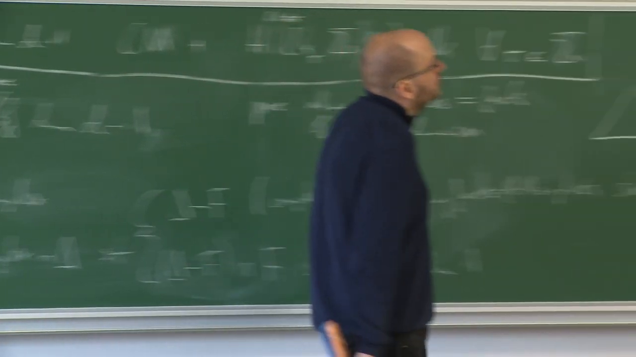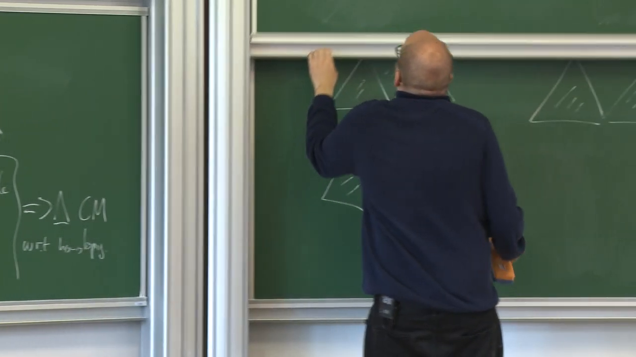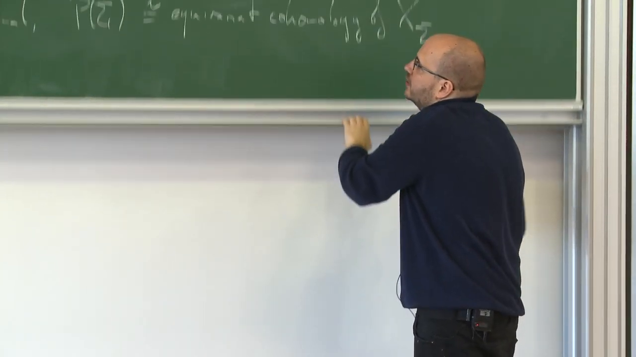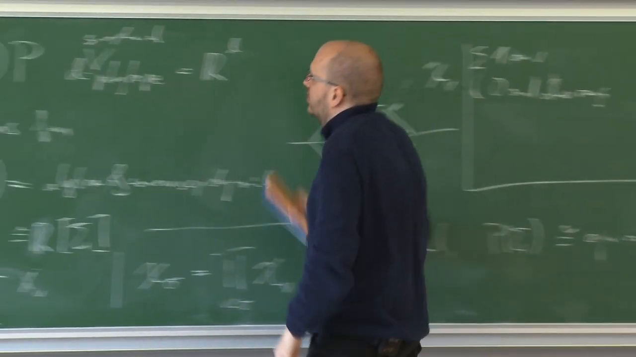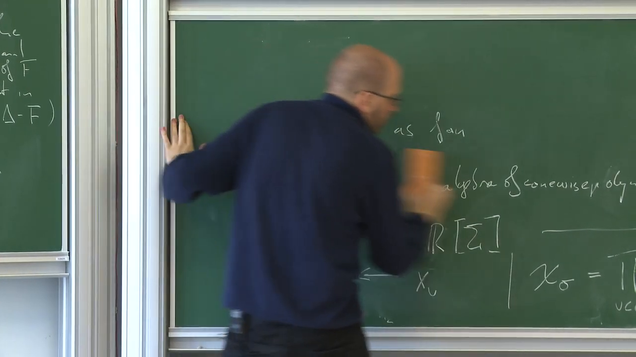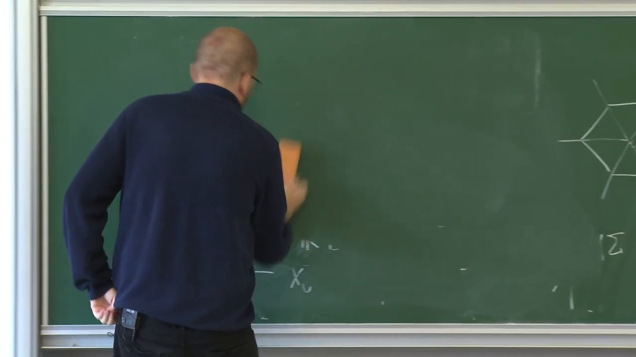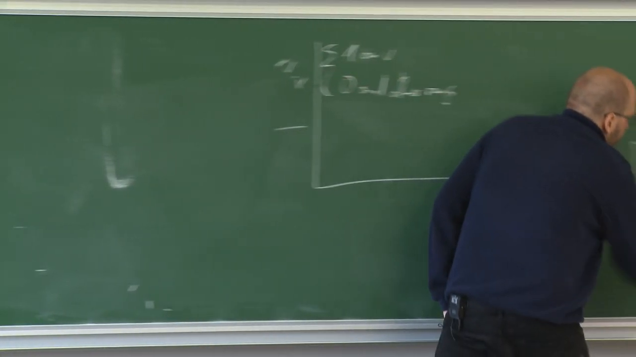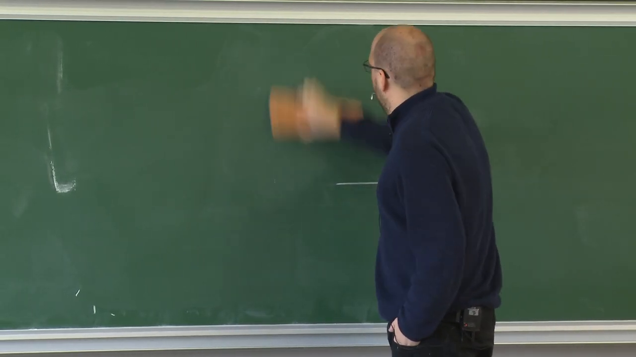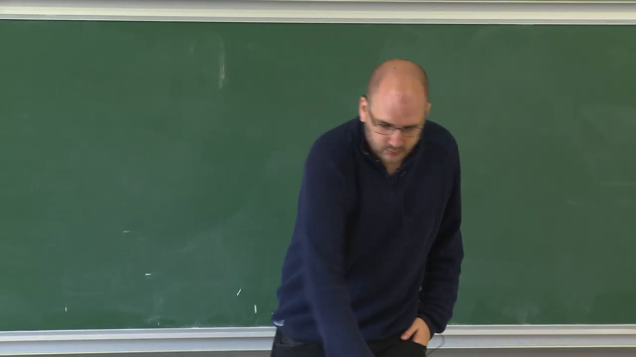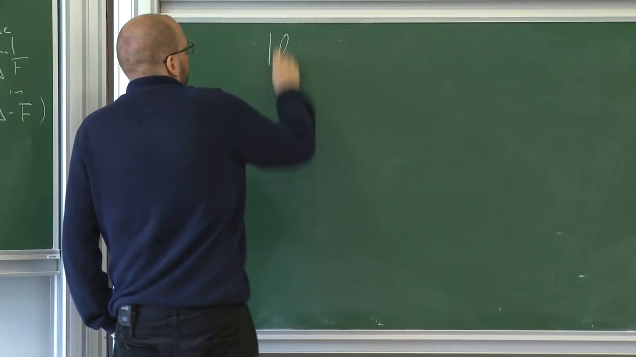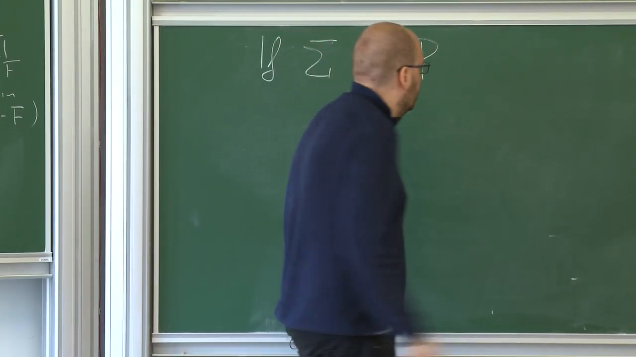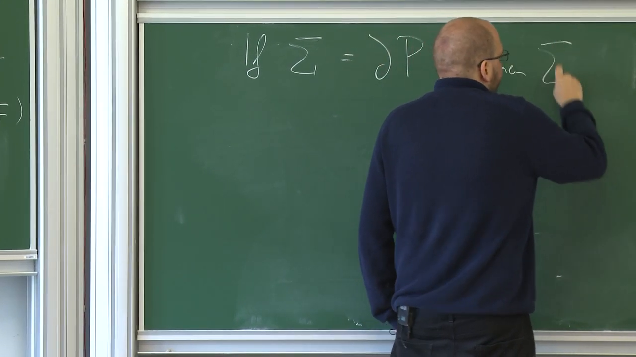What was the oldest one now? Maybe this one, I don't know. Actually, no, this one. So, if sigma is a boundary of a polytope, then sigma is shellable.